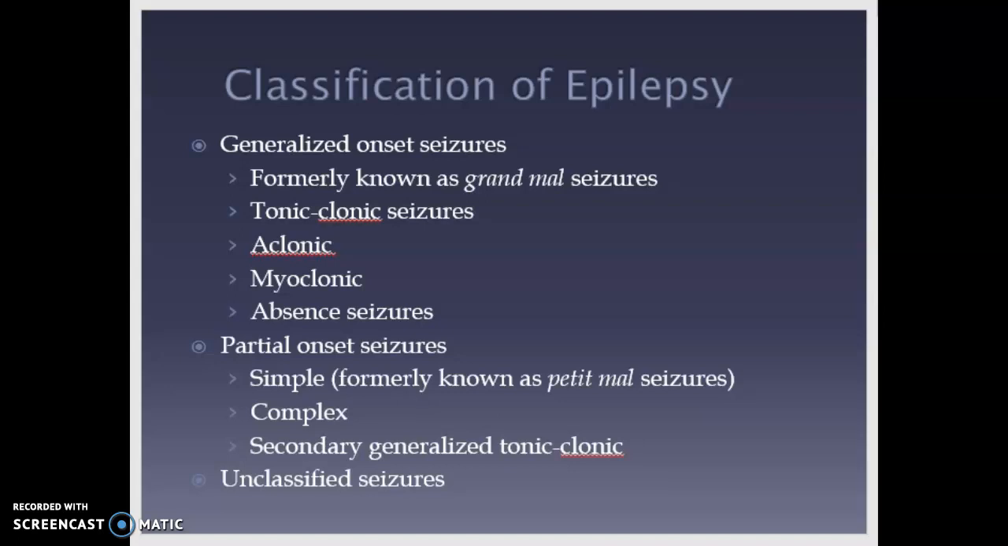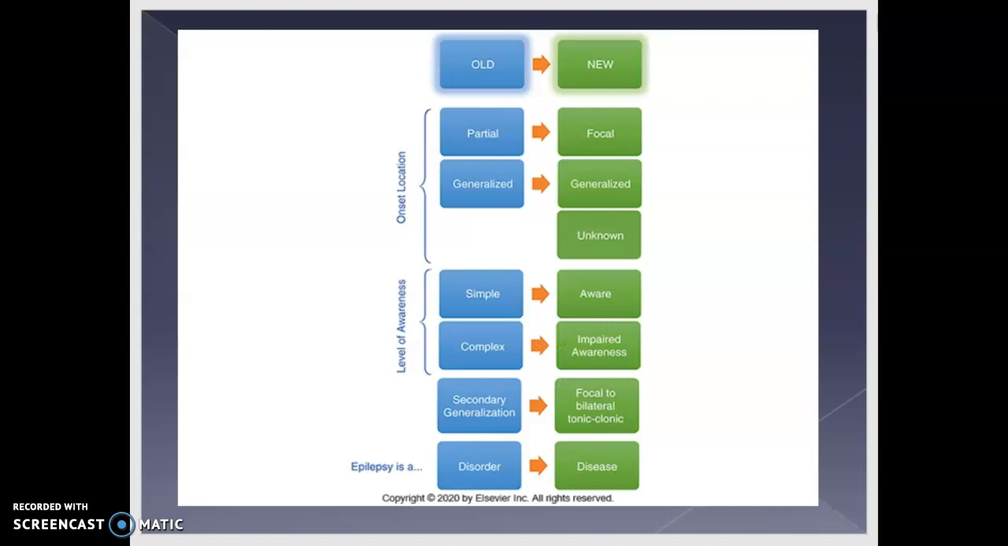Then, of course, because we are human and none of the two of us are alike, even identical twins, we can have unclassified seizures where they don't really fit into these neat little categories that we have. You have this visual in your textbook, which shows you a description that helps you maybe discern the difference between the old classification and then the new classification of the seizures.